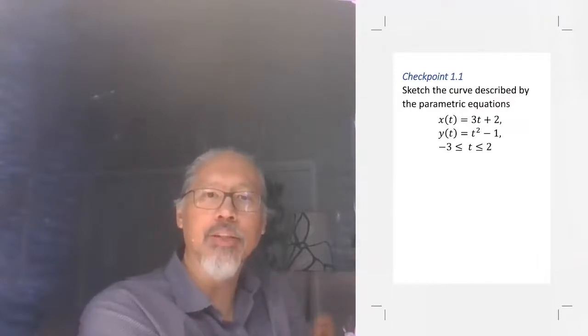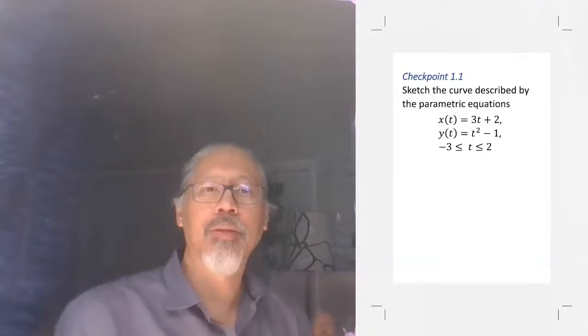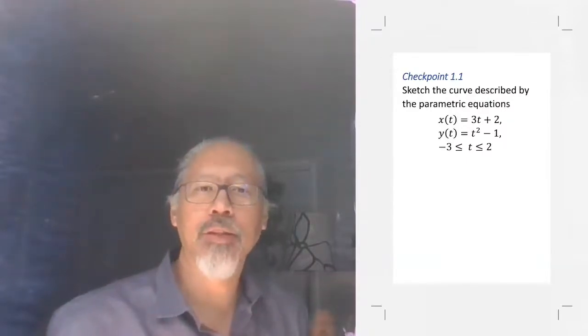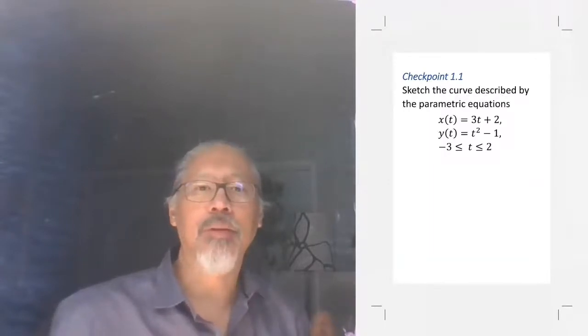It says to sketch the curve described by the parametric equations x is equal to 3t plus 2, y is equal to t squared minus 1. And they give us a domain from minus 3 to positive 2.